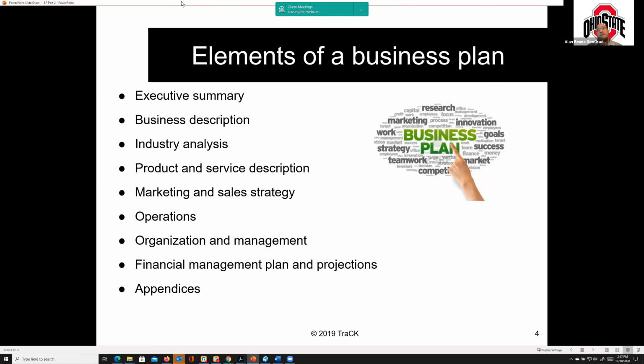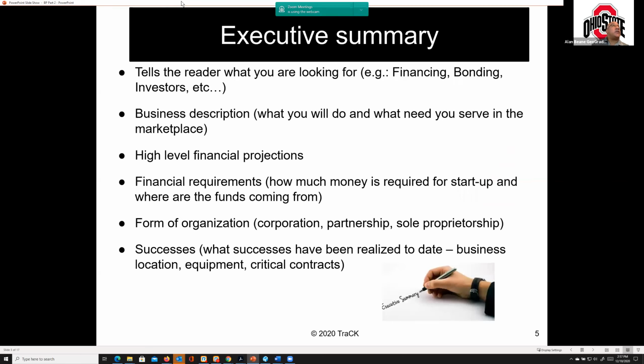If it's a for-profit business, that's how you're going to make money, how you're going to pay your bills, how you're going to pay your employees, and, as the owner or owners, how you're going to get paid. And then appendices are something where you would have, for instance, a key resume or something like that, but we'll talk about that more as we go through this, and we're going to go through each of these step by step. All right. So, executive summary.